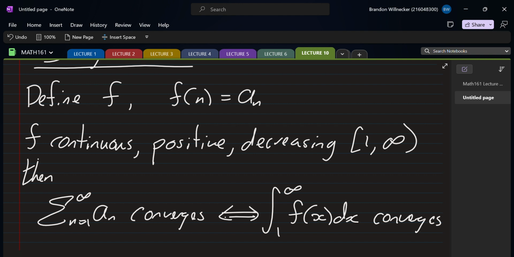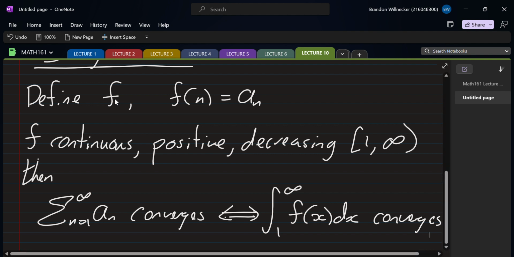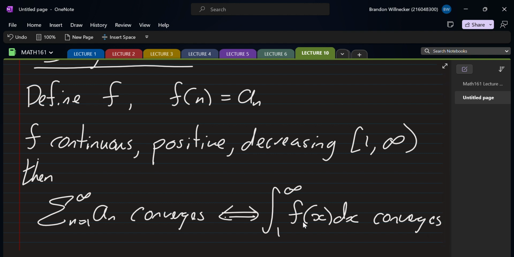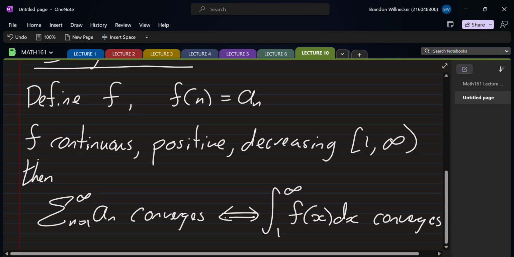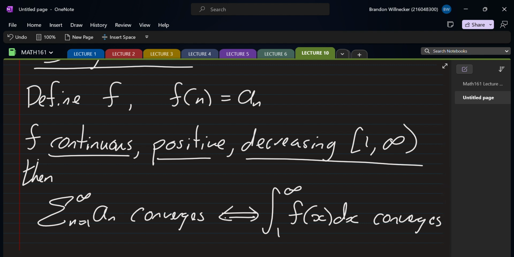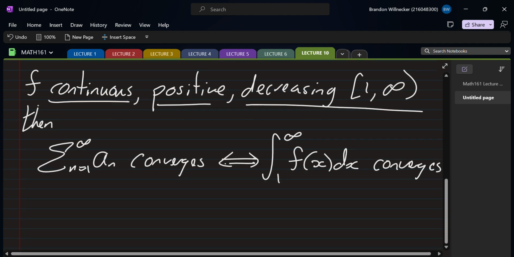What this means is we can look at the sequence as a function. We replace n with x, so instead of a natural number, we put a continuous variable x. We calculate this integral. If the integral converges, then our series also converges. If the integral diverges, then our series also diverges. But remember f needs to satisfy these conditions first. If f does not satisfy these conditions, then we can't use this test.